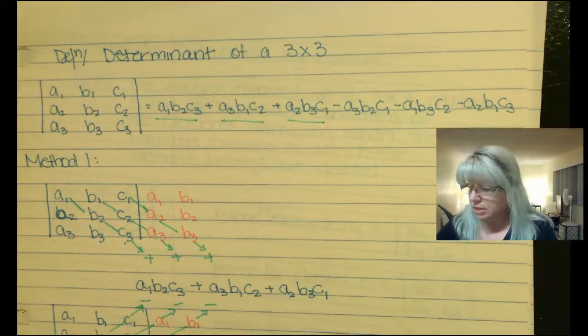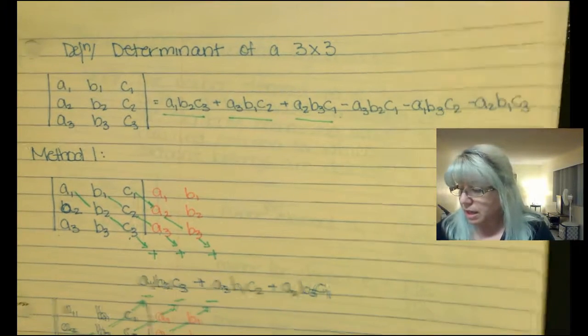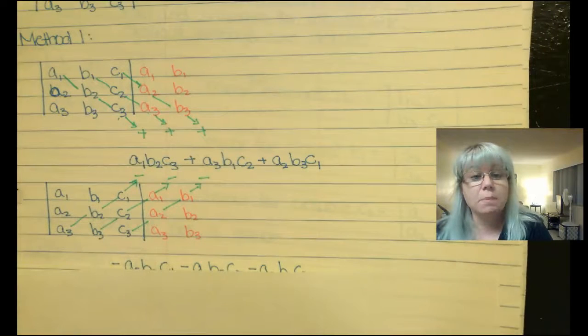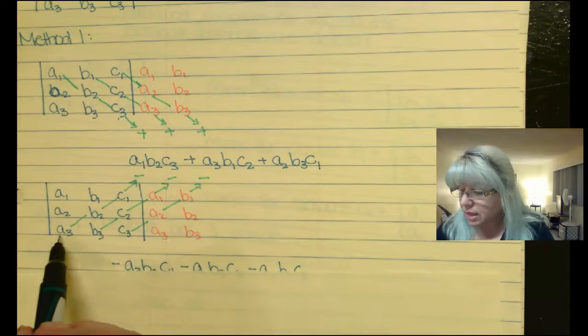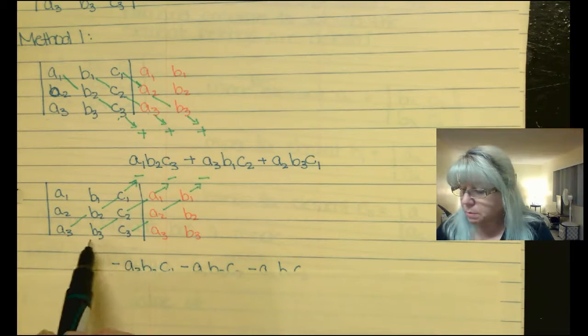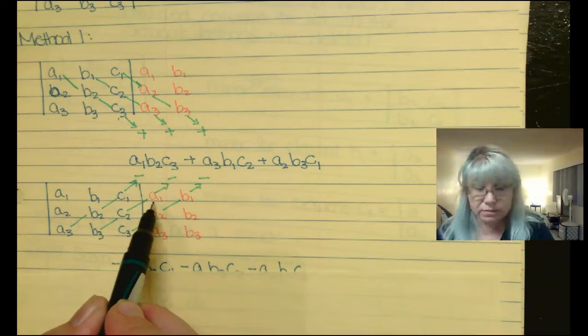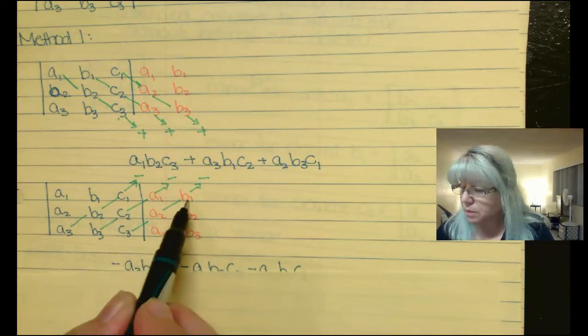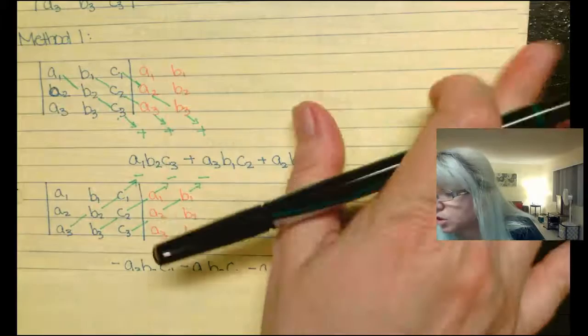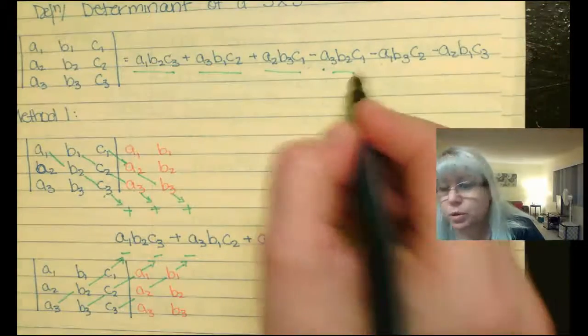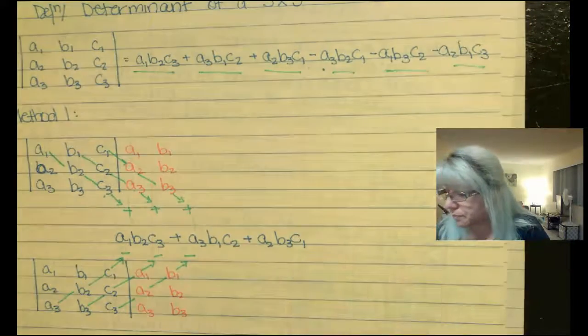Using the same matrix and rewriting it over again, if we go in the opposite diagonal direction, we subtract. A3, B2, C1, then A1, B3, C2, and A2, B1, C3, those are the next three terms. But we're going to subtract them.